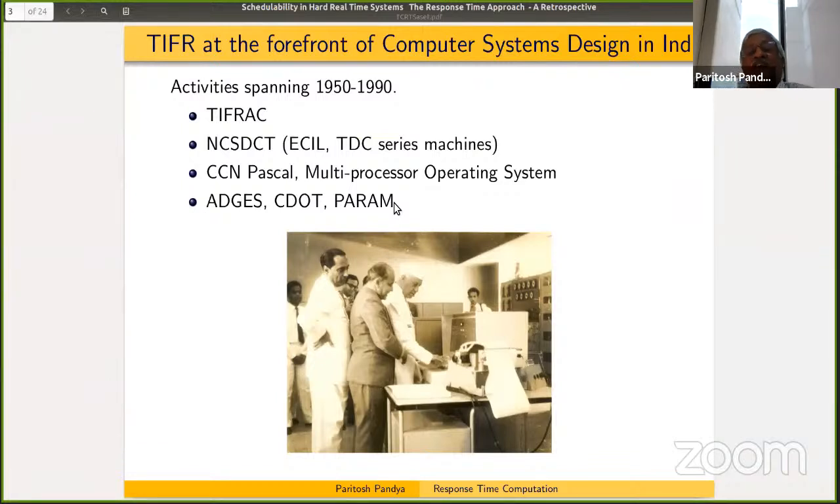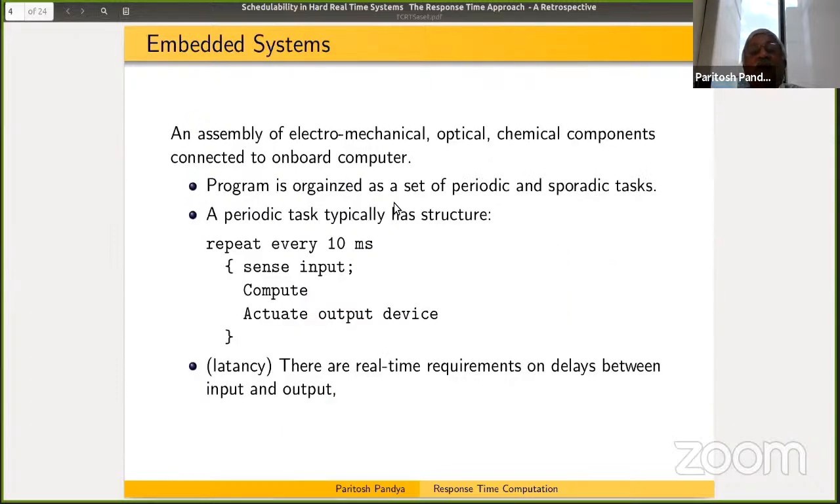What I would say is that between the 50s and 90s was the golden era of science of computer system design and analysis in TIFR, and the current work actually happened during this period. I happened to join NCSD City, TIFR, in 1982, and I was put into all this. The current paper that we're going to discuss came out of this.